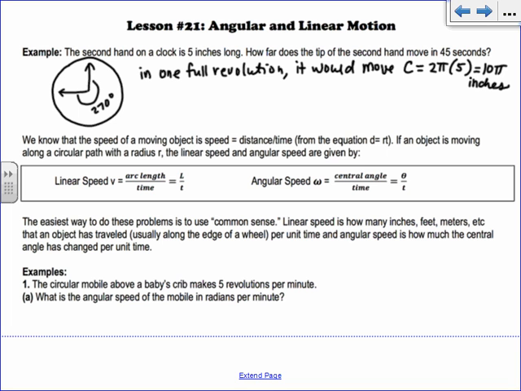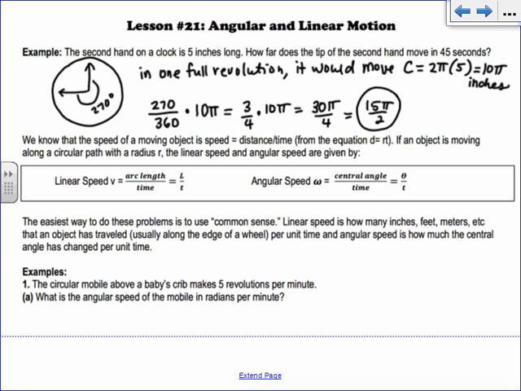So for us, we do 270 out of 360, which you guys have said was 3/4 of the revolution. So we're going to multiply by 10 pi, which reduces down to 15 pi over 2. Okay, so that's the number of inches that it's moving.